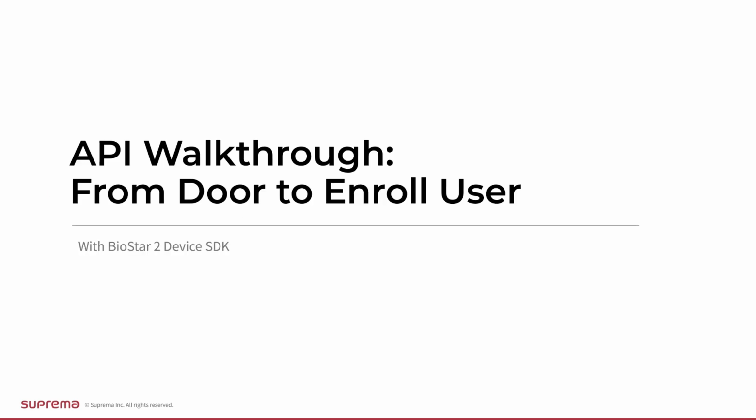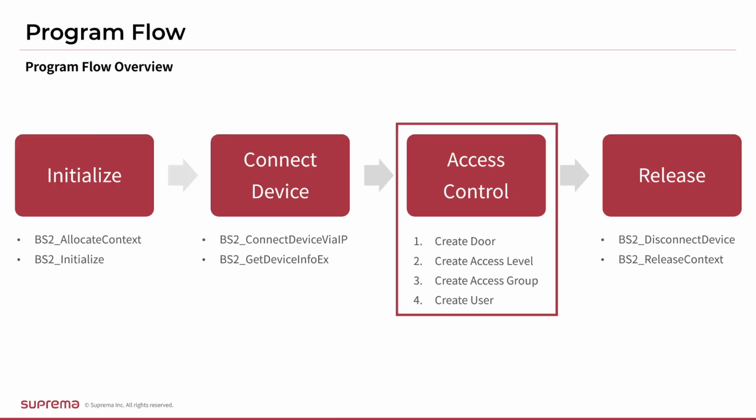Now that we understand the core components, let's examine how they are implemented in code using the BioStar 2 Device SDK. We'll walk through the API walkthrough. Here's the overall program flow. When working with the BioStar 2 Device SDK, typically you initialize the SDK, connect to a device, configure access control, and then release resources when you're done. Today, we'll focus on the access control part, which includes creating a door, access level, access group, and user.